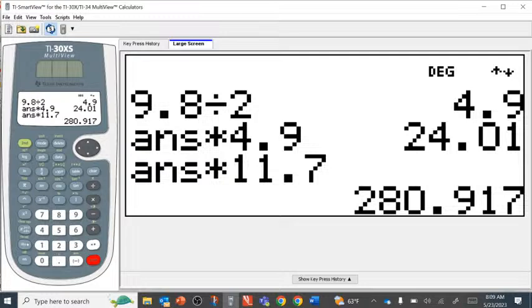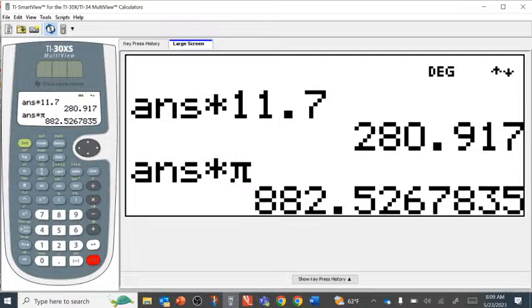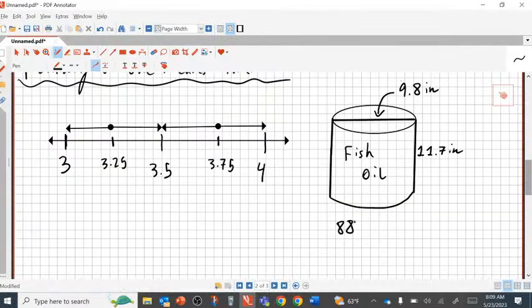Right, since it's a circular object, you know pi's got to come in there somewhere. So it looks like I've got about 882.527 inches cubed.